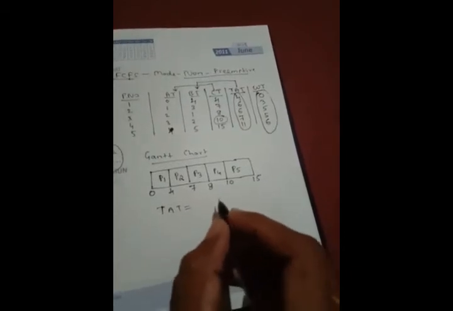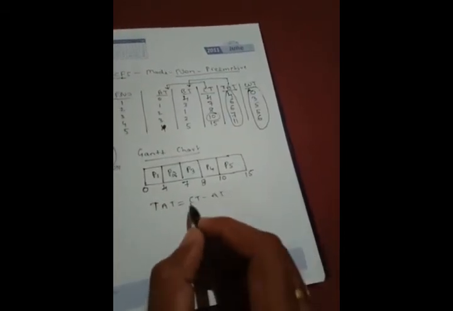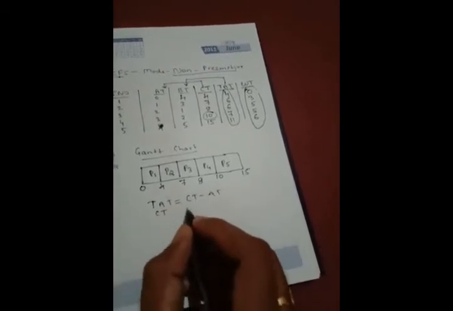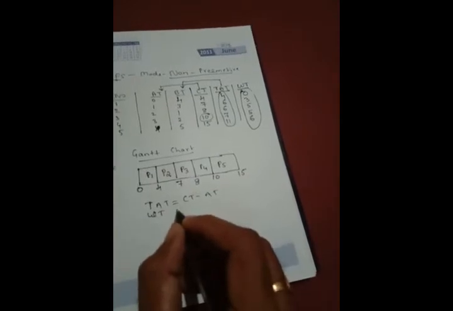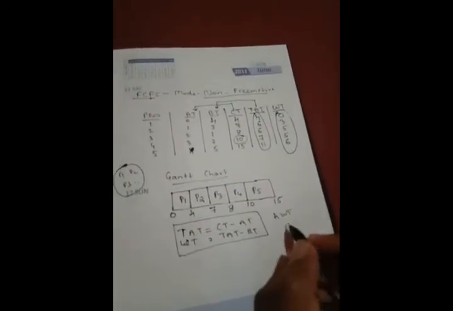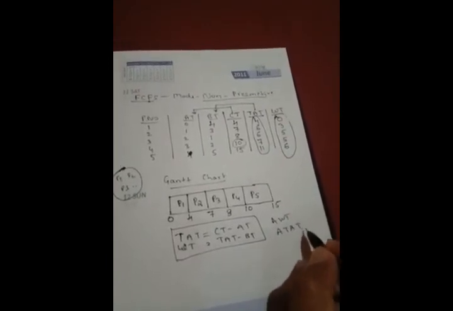For TAT, it is nothing but CT minus AT, that is, completion time minus arrival time. For WT, waiting time, it is nothing but TAT minus BT. So you have to remember these formulas. Based on these formulas only, you can calculate everything. So you can calculate AWT, or average waiting time, and ATAT, that is, average turnaround time.